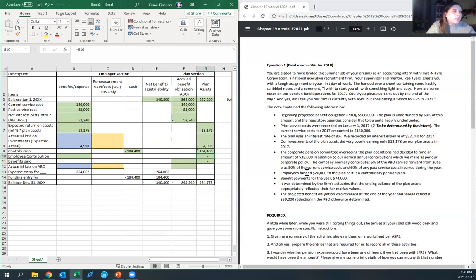Then the employees funded $20,000 to the plan as its contributory pension plan, so that they paid $20,000, so that reduces our expense by $20,000 and increases our plan asset by the same amount. Benefits payments for the year were $74,000.